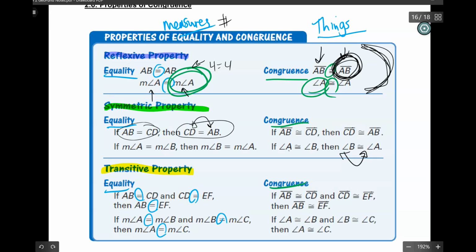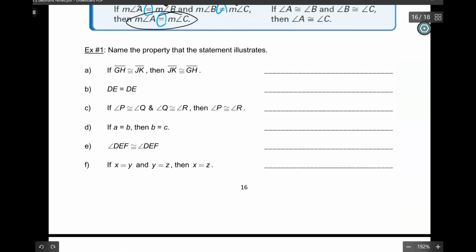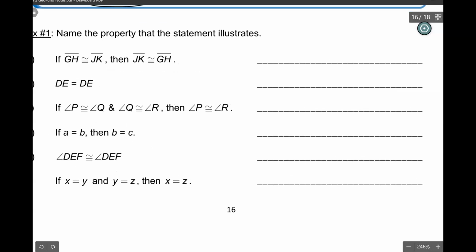And then transitive. So in algebra, you would say A equals B and B equals C. Therefore, A equals C. That's similar to how it is. If measure of angle A is equal to measure B and measure of angle B is equal to measure C, then I can say, guess what? Measure of angle A and measure of angle C are congruent. So let's name the property each statement illustrates.